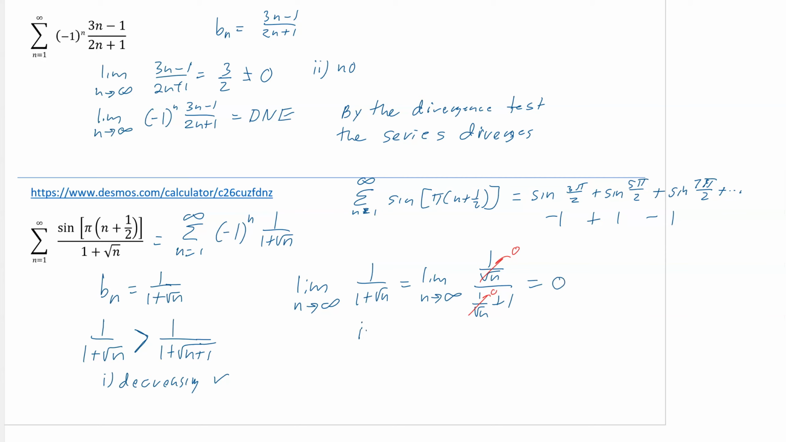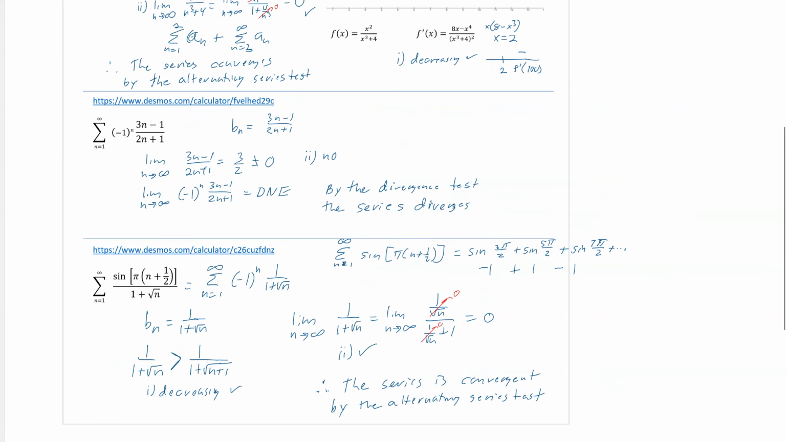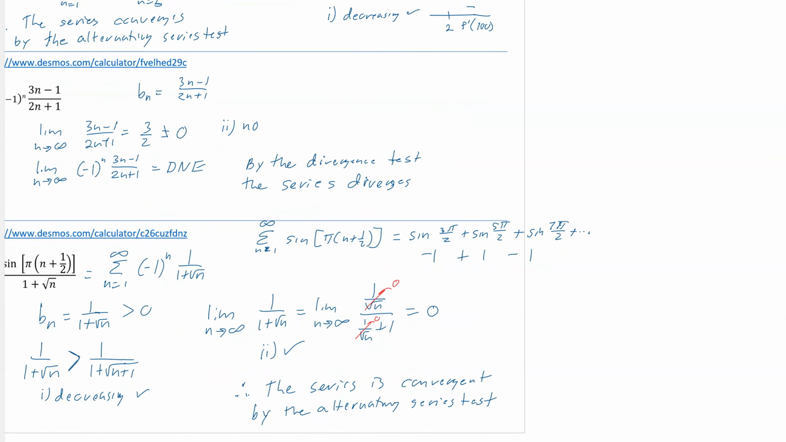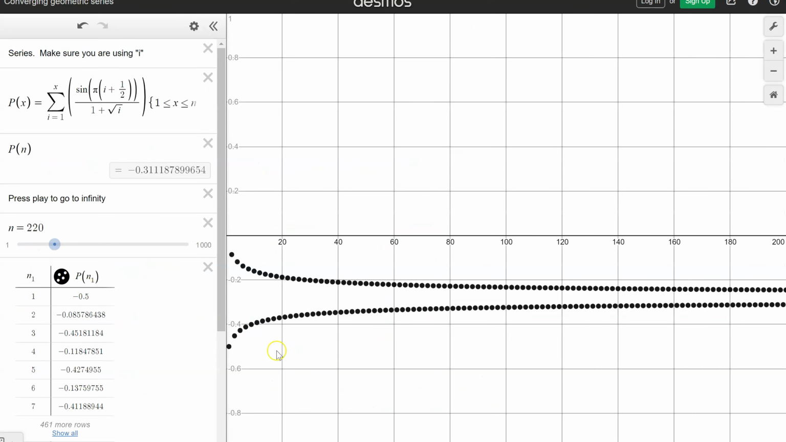So condition 2, check. Therefore, the series is convergent by the alternating series test. And we also know that b sub n here is positive because it's 1 over rad n, so we can put in there greater than 0. Let's take a look at the graph. And so I hit play, and you can see they are converging.